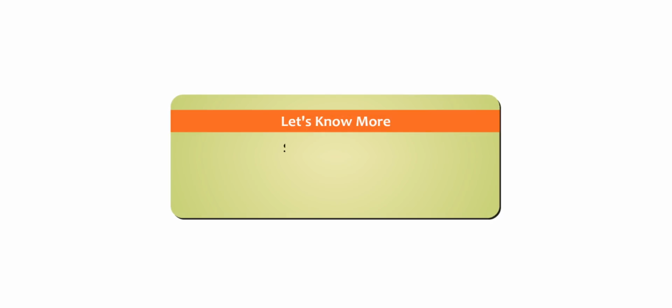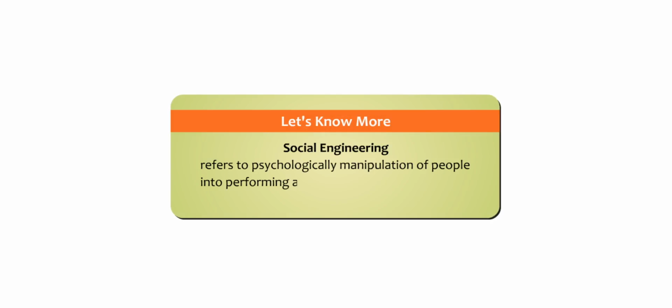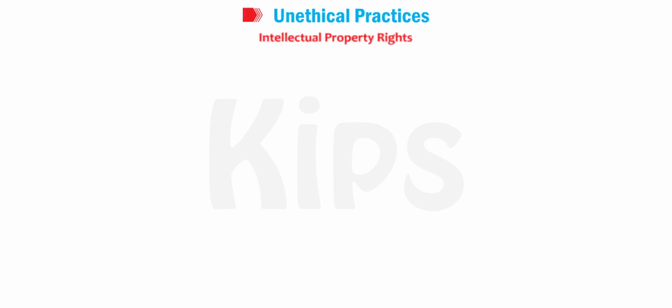Students, let's know more. Social engineering refers to psychological manipulation of people into performing actions or divulging confidential information.